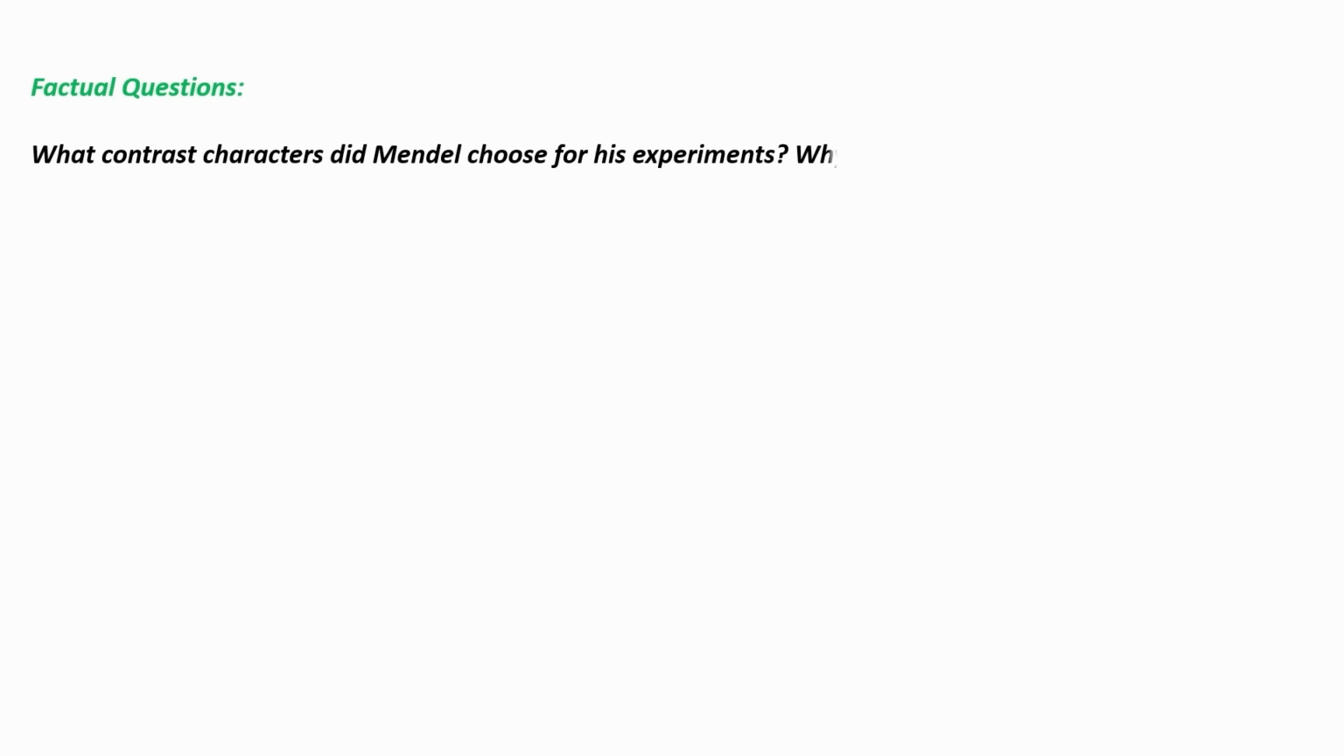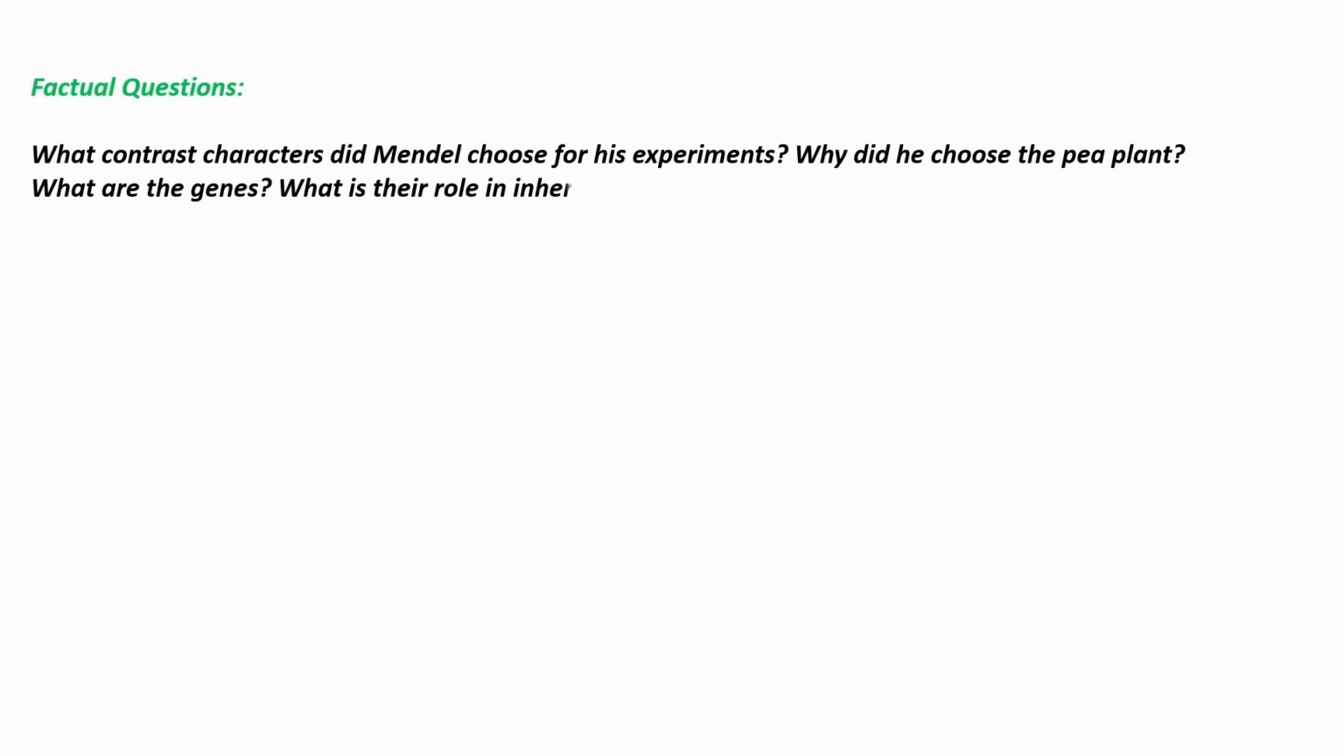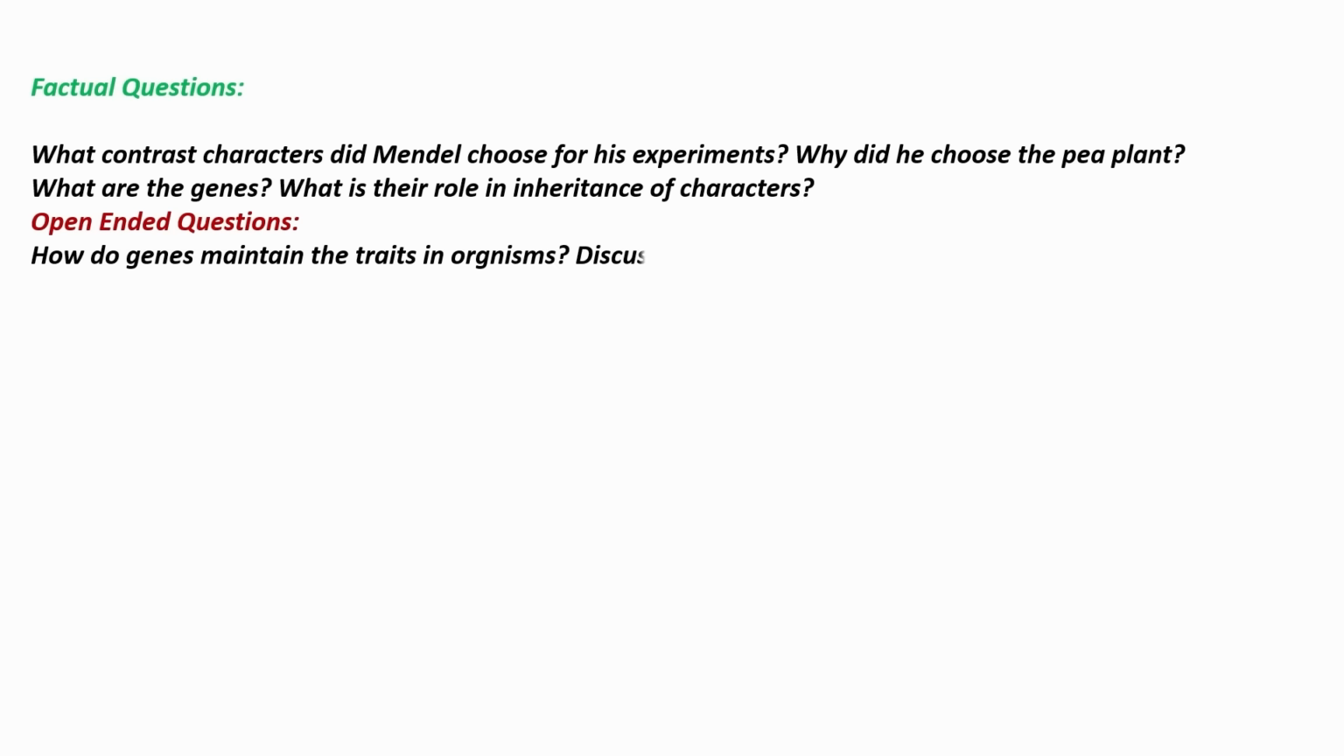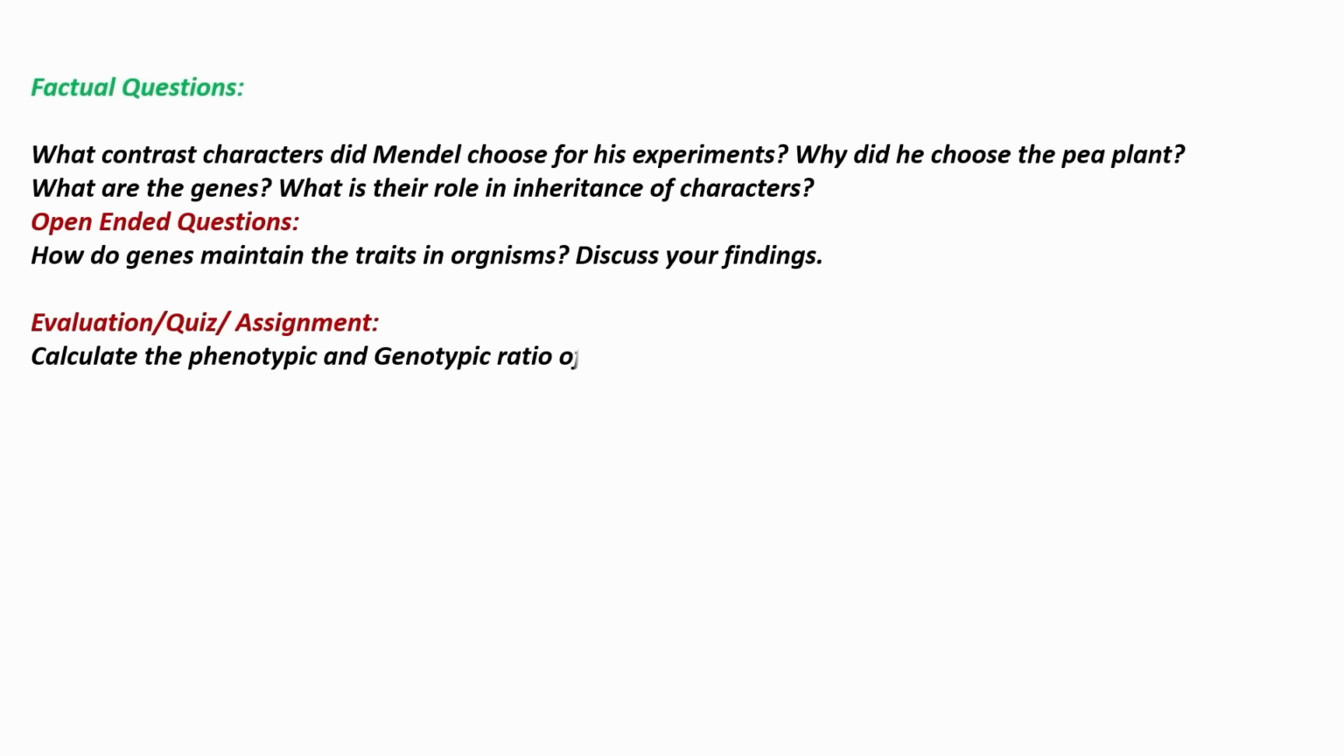At the end of the session, we can ask factual questions like what contrasting characters did Mendel choose for his experiments? Why did he choose the pea plant? What are genes? What is their role in inheritance of characters? And we can ask open-ended questions like how do genes maintain the traits in an organism? Discuss your findings. We can evaluate them by conducting a quiz or assignment.